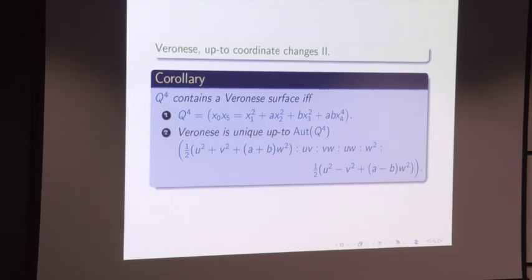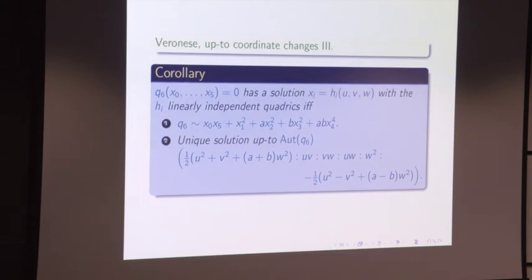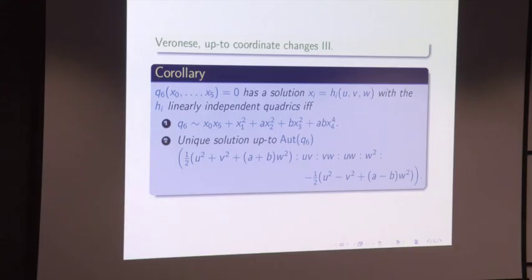So maybe I want to go to the algebraic version of this. Okay, so this is a completely algebraic version of this statement. You start with a 6 variable non-degenerate quadratic form, and you are asking whether it has solutions of the form where the xi's are degree 2 homogeneous polynomials in just 3 variables. The vector space of degree 2 polynomials in 3 variables has dimension 6, so the general case is when these 6 are completely independent.